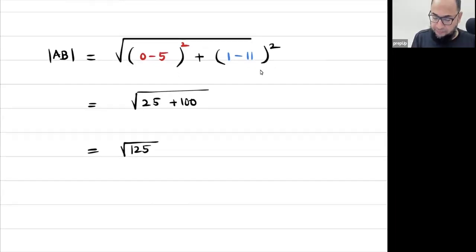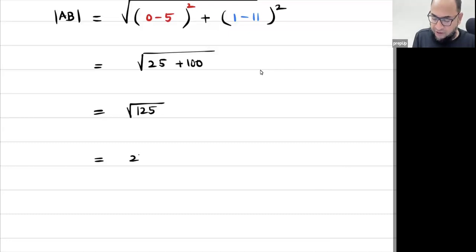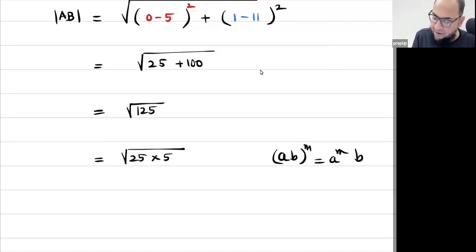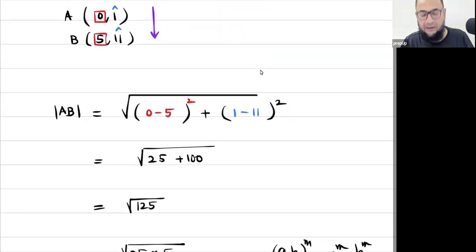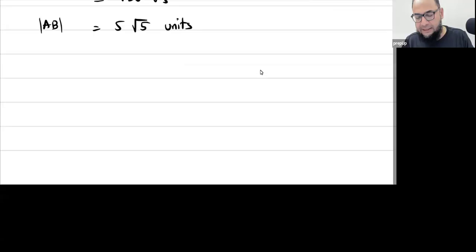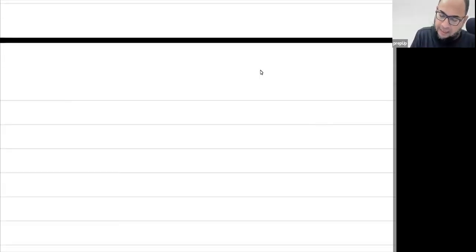I can further simplify it. I can write this thing as 25 into 5. According to the rule of indices, (ab) raised to the power m is a power m, b power m. So that is root 25 into root 5. Root 25 is 5, root 5 remains as it is. So that is the magnitude of the line segment AB. Pretty basic stuff. Let's proceed with this. Let's now talk about the concept of midpoint of a line segment.